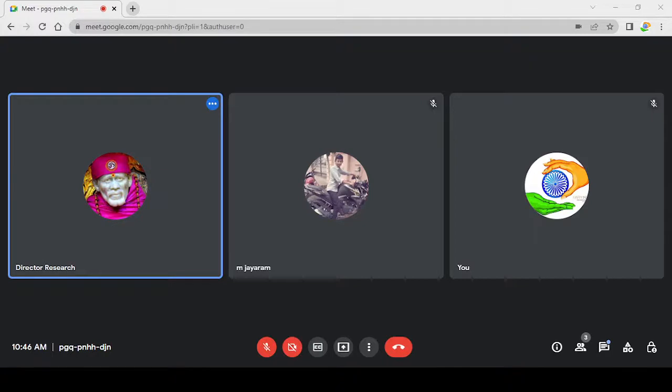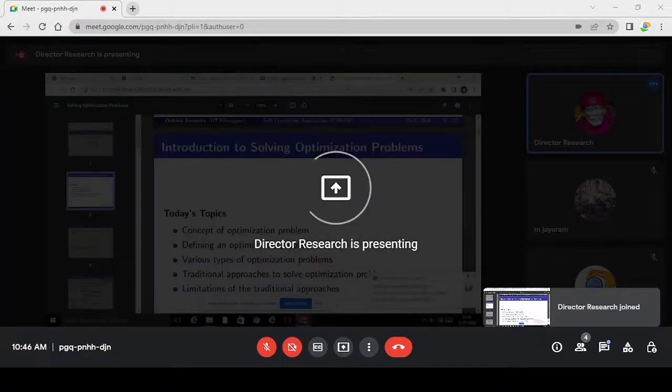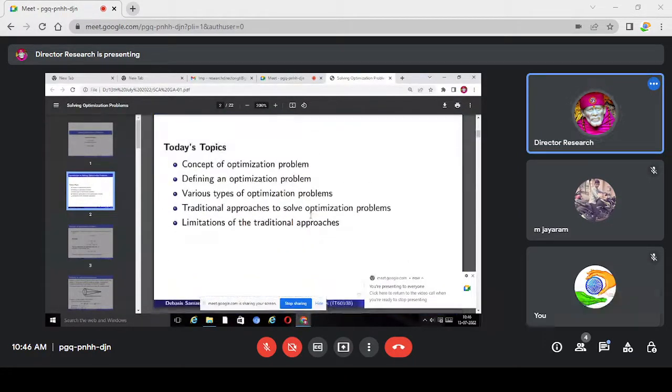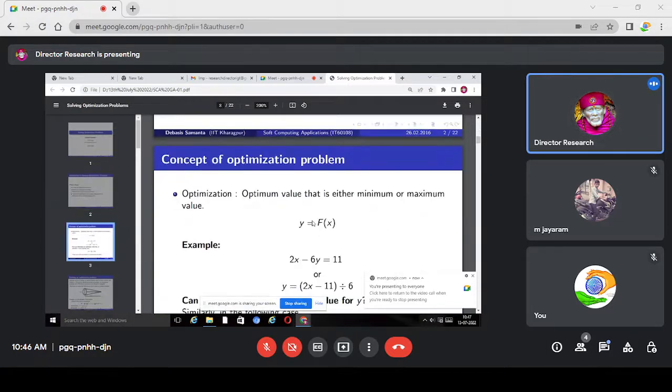Next module is solving optimization problems. This is an introduction to solving optimization problems. Concept of optimization problem. Defining an optimization problem. Various types of optimization problems. Traditional approaches to solve the optimization problems. Limitations of traditional approaches. We have to discuss these topics.